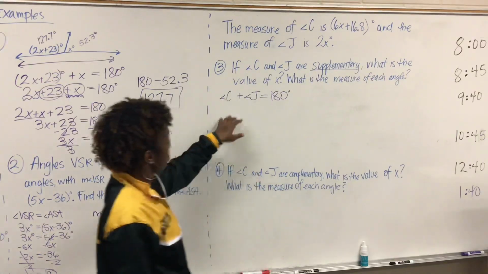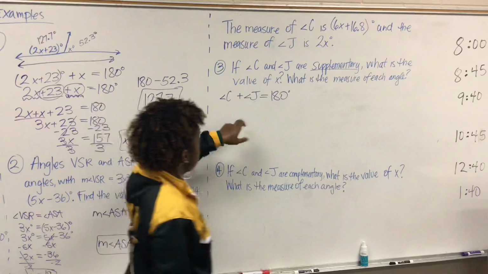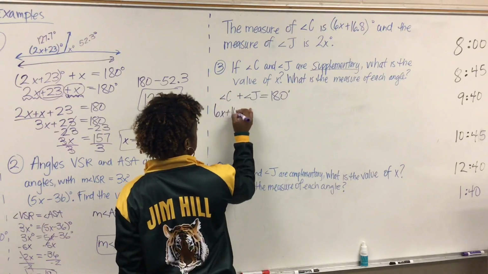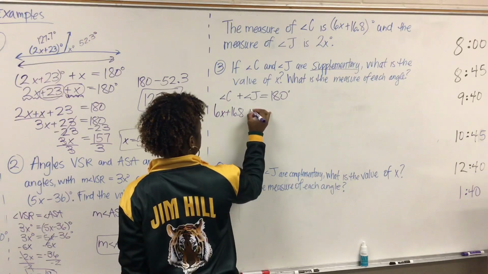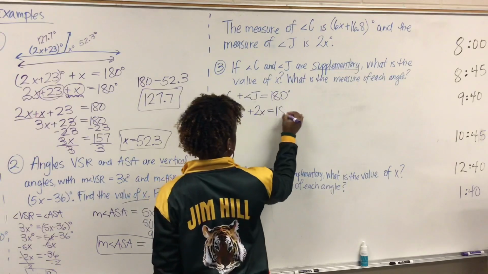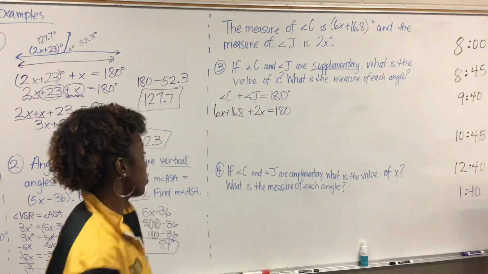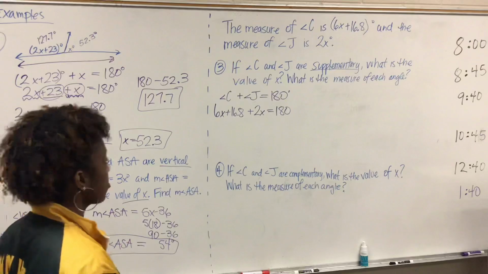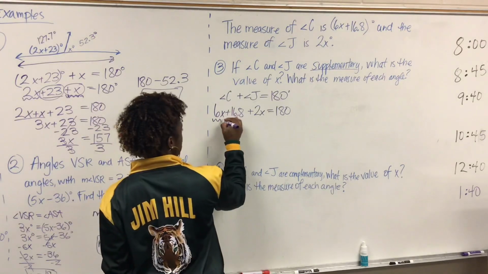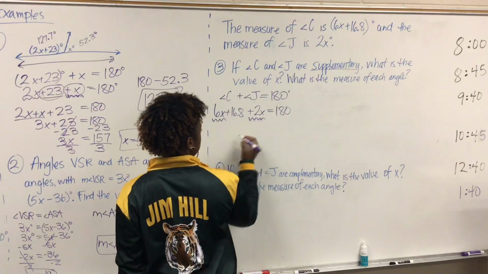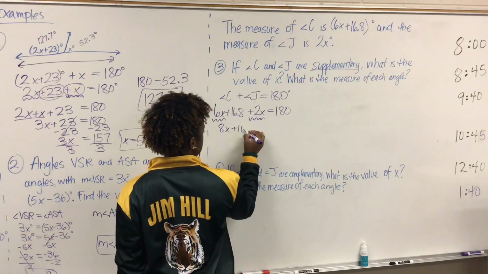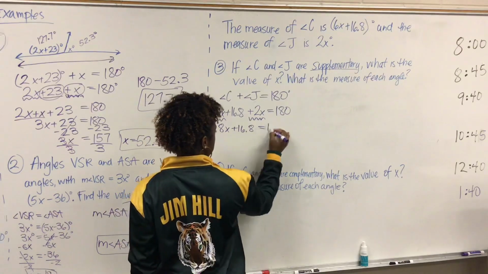Now we need to plug in the values of C and J. C is 6x plus 16.8, J is 2x, and they equal 180 degrees. Just as in the other problem, we need to combine like terms. So we have 6x plus 2x, which will give us 8x, plus 16.8, which equals 180.